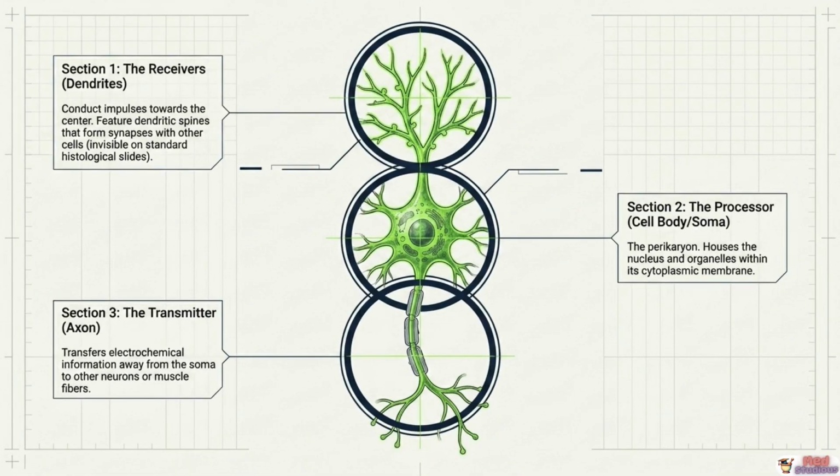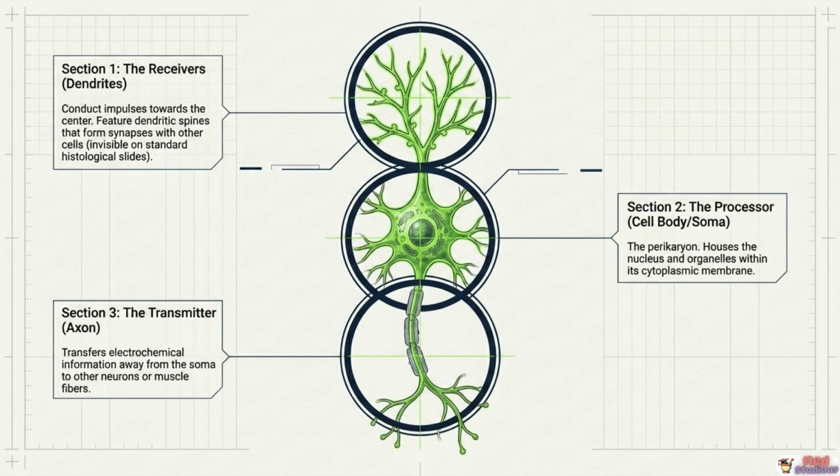When we examine the physical structure of a typical neuron, we divide it into three highly specialized functional zones. Section 1 is the receivers, consisting of the dendrites. These are highly branched tree-like structures that project outward to capture incoming electrochemical impulses and conduct them centrally. They are covered in microscopic bumps called dendritic spines, which form synaptic connections with other cells.